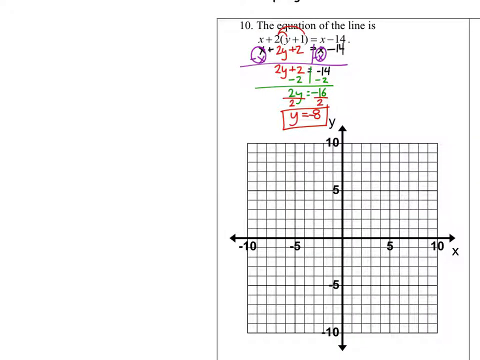negative 8 for this one. So where is y negative 8? I can see it's radical. So it's just going to be this horizontal line like these.